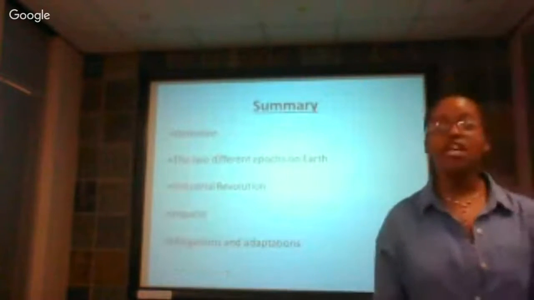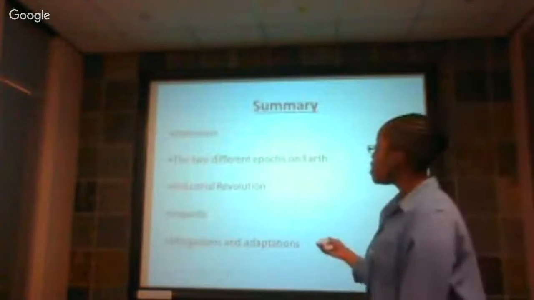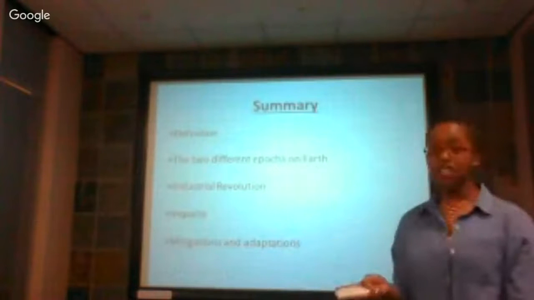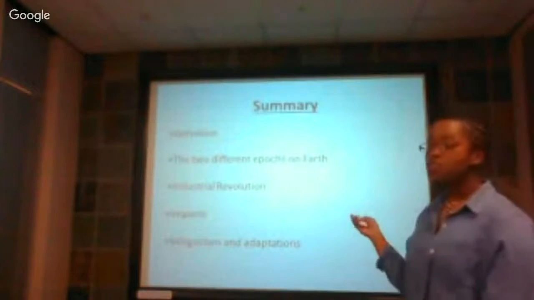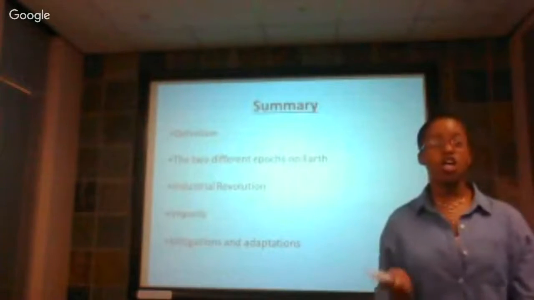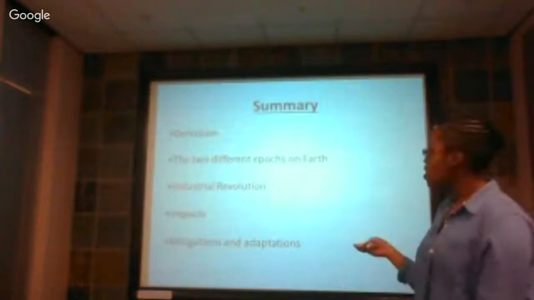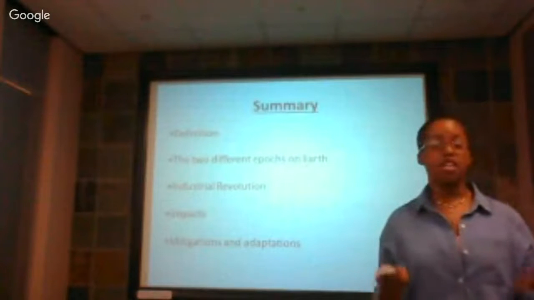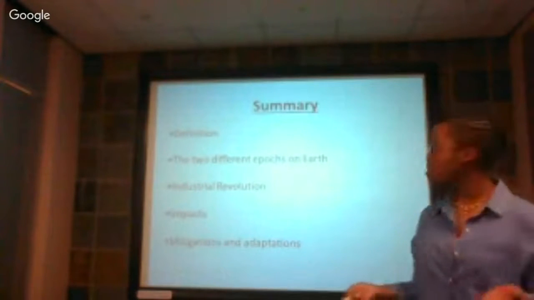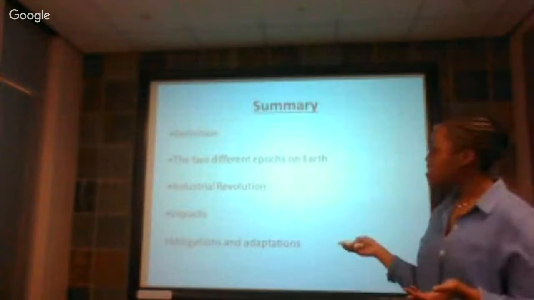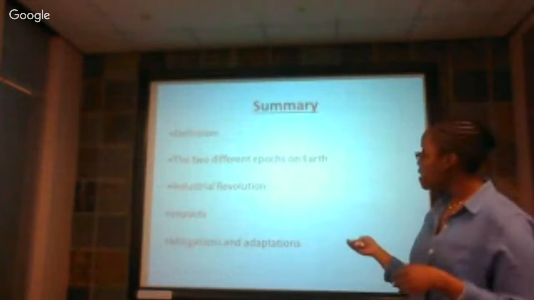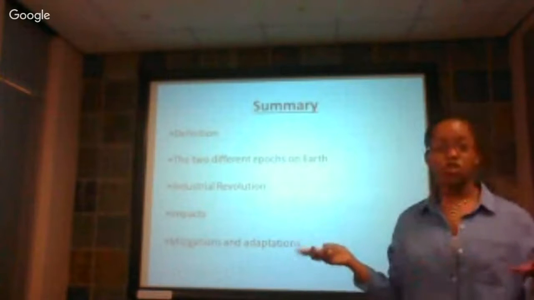Now, a summary of what we have just presented. We have tried to define what climate change is and its various aspects. We have defined two different epochs on Earth, the Holocene and the Anthropocene. We have described the Industrial Revolution and mentioned how it was a turning point in history for climate change. We have stated the impacts, as my wonderful co-partner did, and I've mentioned the mitigations and adaptations, the solutions to climate change.